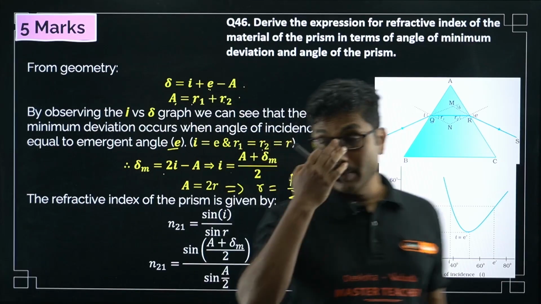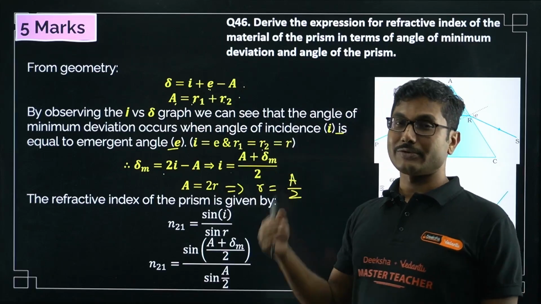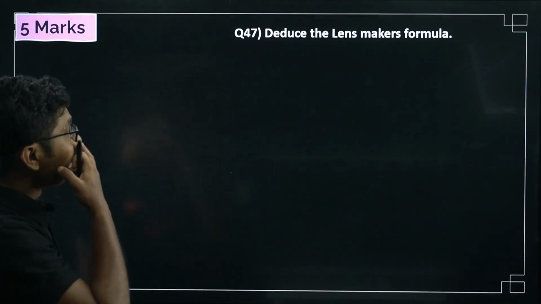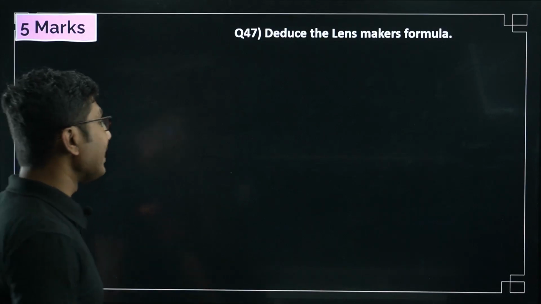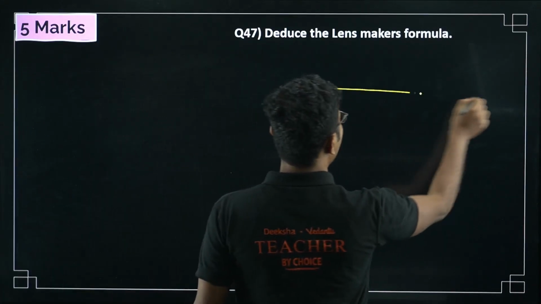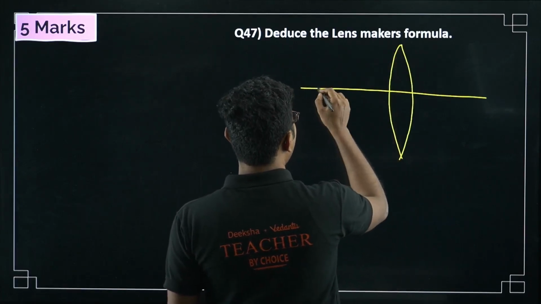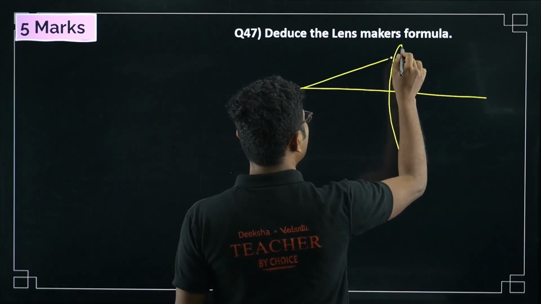So this is the very common derivation. In 2023 this derivation came, might be it will come in your year as well, so that is why I am trying to practice it as well. Now deduce Lens Maker's formula, another very important derivation that often comes. So we have to start with a diagram like this.